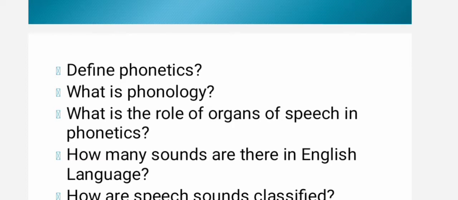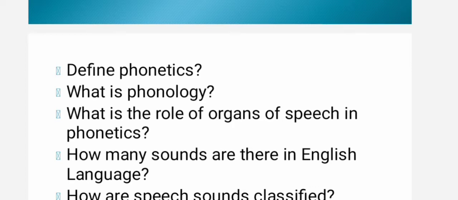The next question: how many sounds are there in the English language? This is also a basic question. The majority of the students do not know how to answer this, but it is very simple. There are 44 speech sounds in the English language. This is the direct answer.